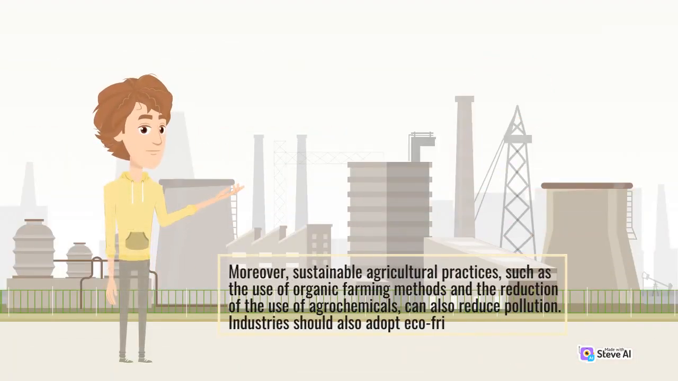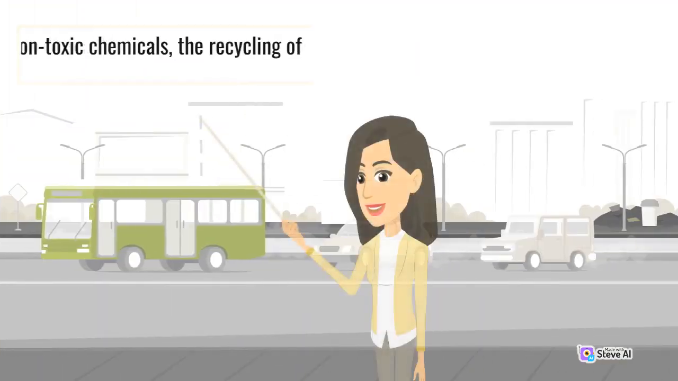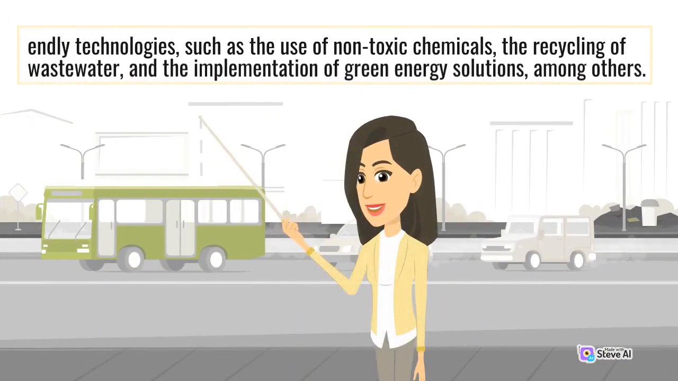Moreover, sustainable agricultural practices, such as the use of organic farming methods and the reduction of the use of agrochemicals, can also reduce pollution. Industries should also adopt eco-friendly technologies, such as the use of non-toxic chemicals, the recycling of wastewater, and the implementation of green energy solutions, among others.